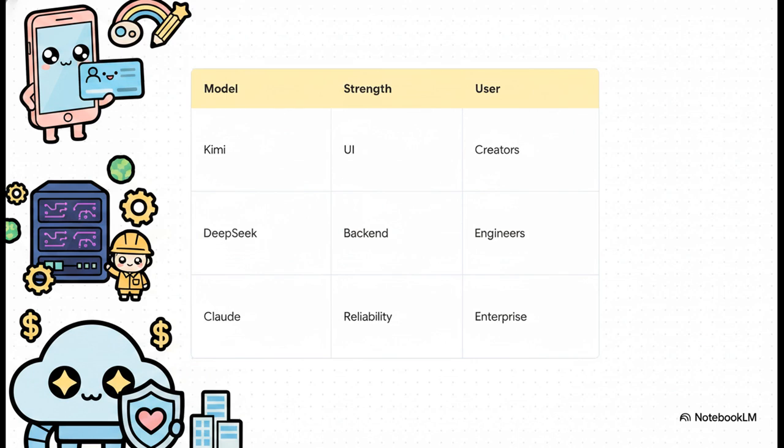And finally, if you're an enterprise engineer where making a mistake is incredibly expensive and you need absolute maximum reliability for complex reasoning, well, you reach for the premium option, Claude Opus 4.7. You're going to pay 10 to 15 times more, but for enterprise-grade infrastructure, that reliability is worth it.